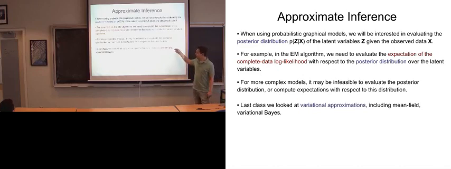So in the last class, we looked at the variational approximations. And as you remember, we looked at the mean field approximation and looked at variational Bayesian models.